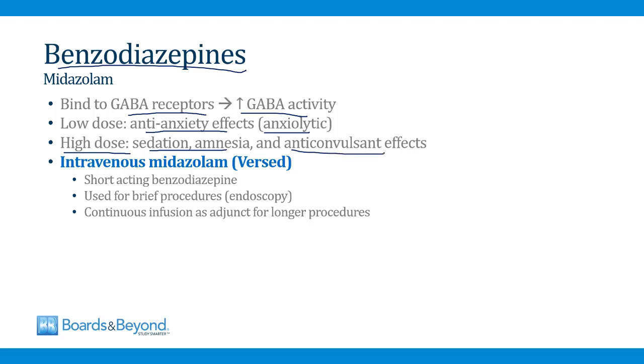The benzodiazepine that's usually used as part of anesthesia is intravenous midazolam, which is also called Versed. This is a short-acting benzodiazepine, so it's very useful for brief procedures like endoscopy. Midazolam can also be given as a continuous infusion as an adjunct to anesthesia for longer surgical procedures.